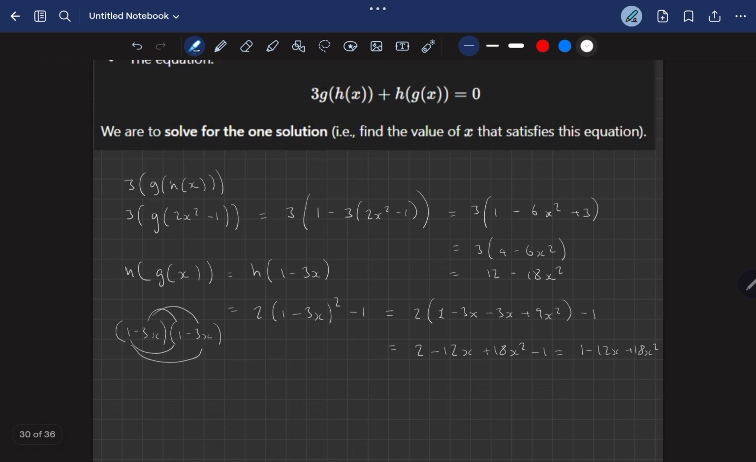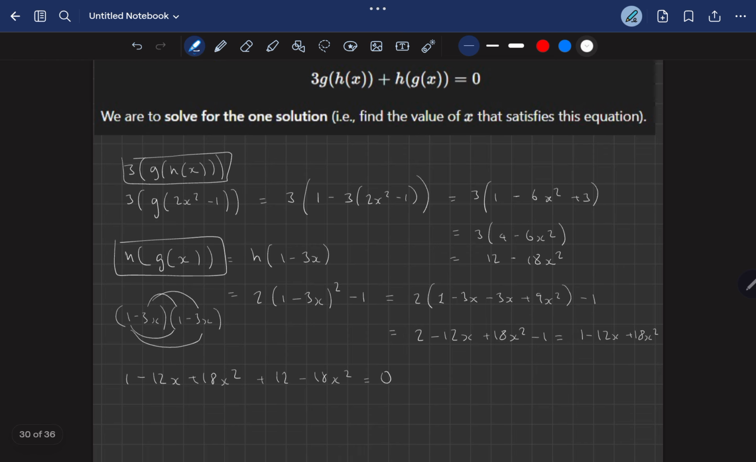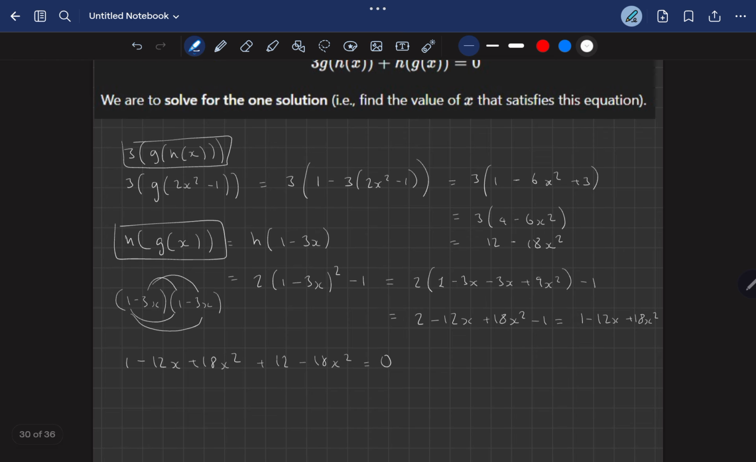Okay, so now we found both parts. We found this part, and we found this part. And here it says we have to add them together, and that equals 0. So 1 minus 12x plus 18x squared plus 12 minus 18x squared is equal to 0. Now what is handy is that the 18x squareds cancel out, because here's minus 18x squared, and this is positive 18x squared.